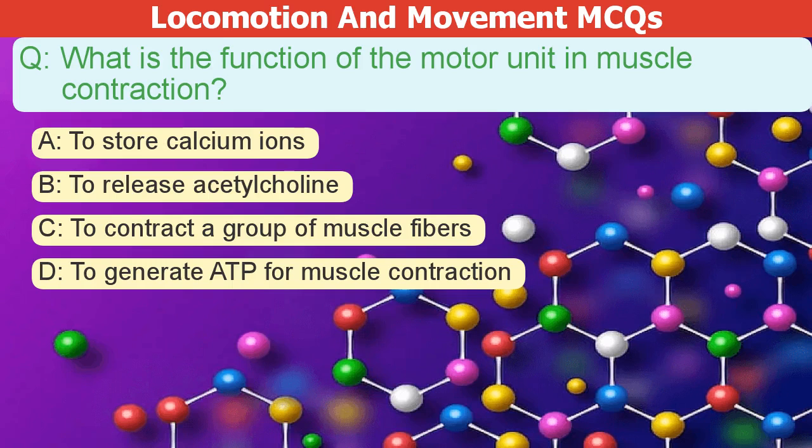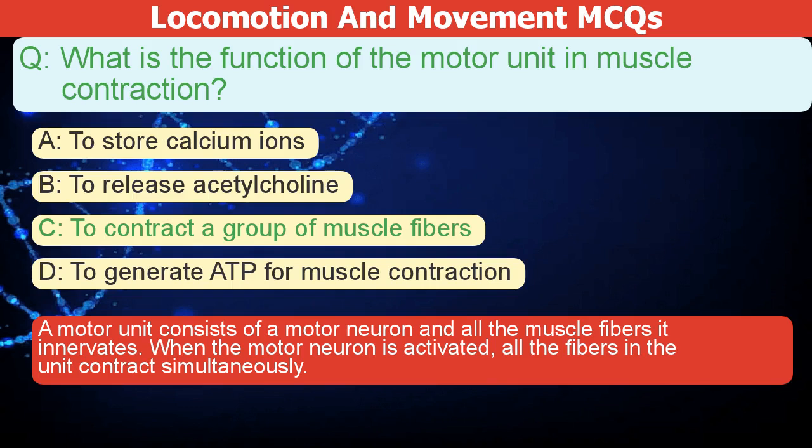What is the function of the motor unit in muscle contraction? A. To store calcium ions. B. To release acetylcholine. C. To contract a group of muscle fibers. D. To generate ATP for muscle contraction. The correct answer is C. A motor unit consists of a motor neuron and all the muscle fibers it innervates. When the motor neuron is activated, all the fibers in the unit contract simultaneously.